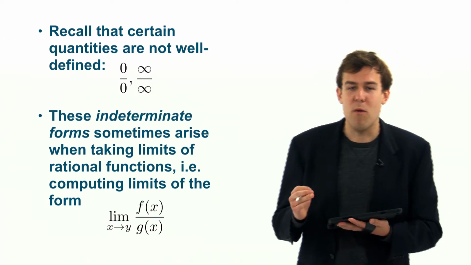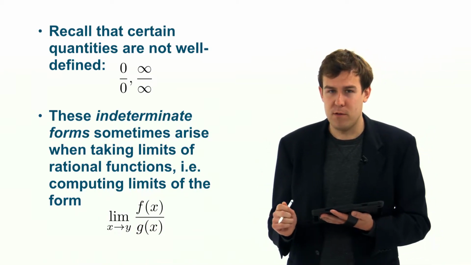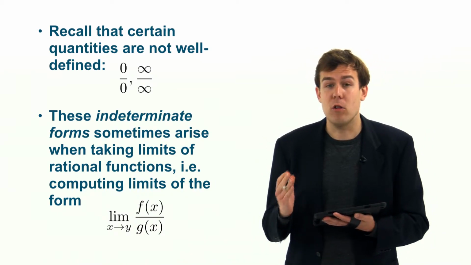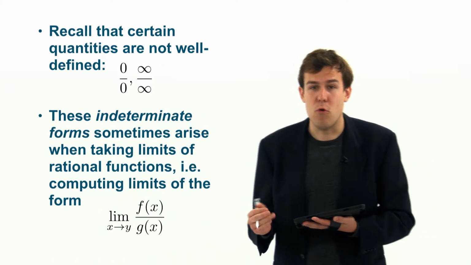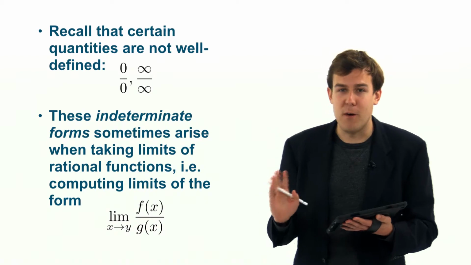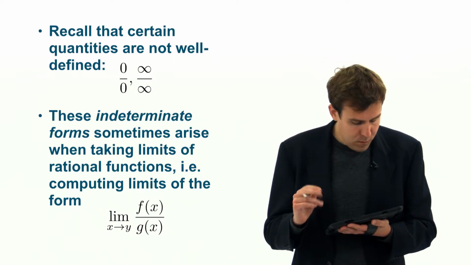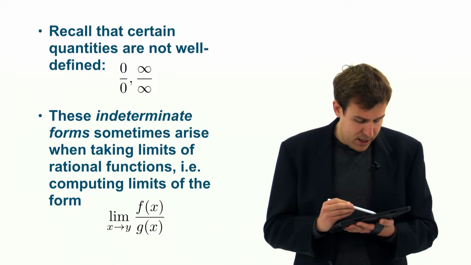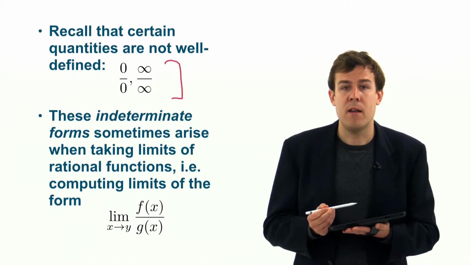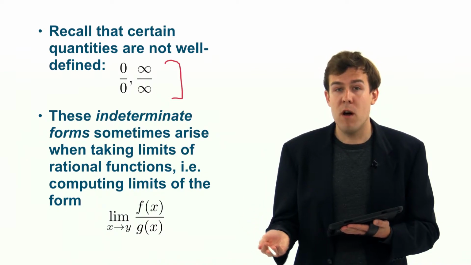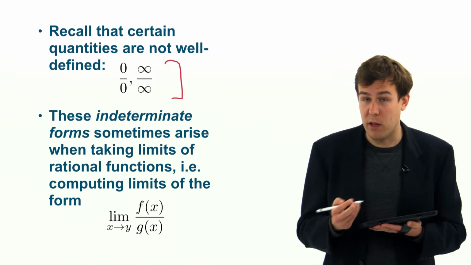In this submodule, we'll develop a neat trick for computing certain types of derivatives. It's called L'Hopital's rule, after a French mathematician who was the first to put this in writing, though it's debated whether he actually discovered it or not. So the motivation is that we've seen already that certain quantities are not well defined. Things like 0 over 0, infinity over infinity, which can come out especially from certain limits.